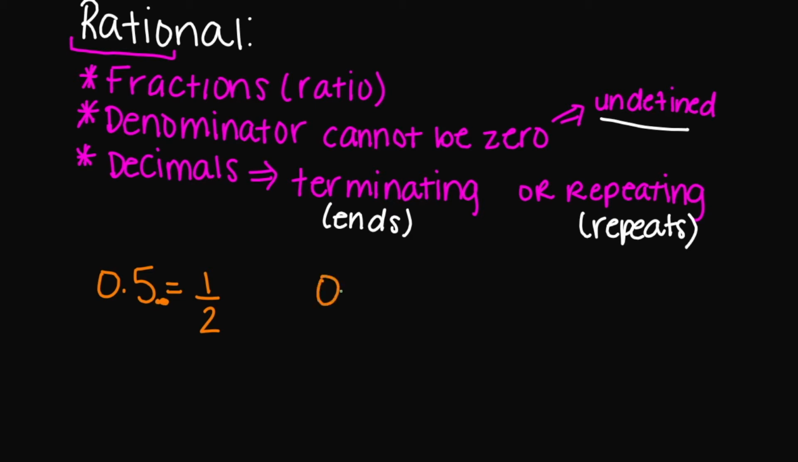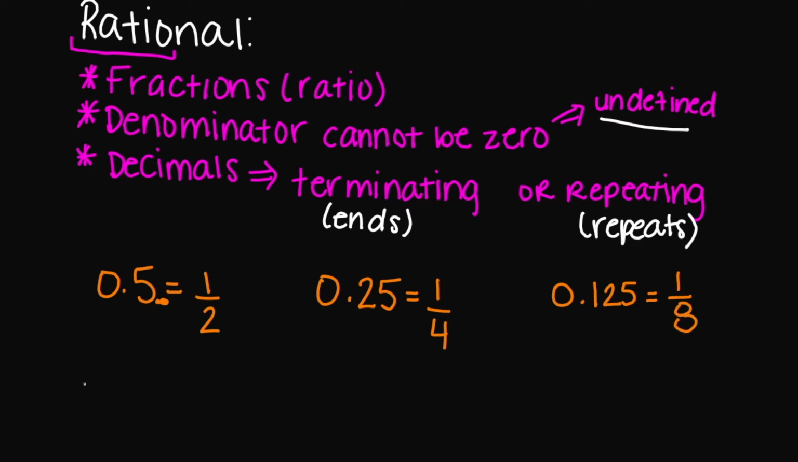What about 0.25? 0.25 is rational because 0.25 can be written as a fraction, which is 1 over 4. And also because 0.25 is a terminating decimal, it ends. What about 0.125? 0.125 is a rational number because 0.125 can be written as a fraction, which equals 1 over 8.